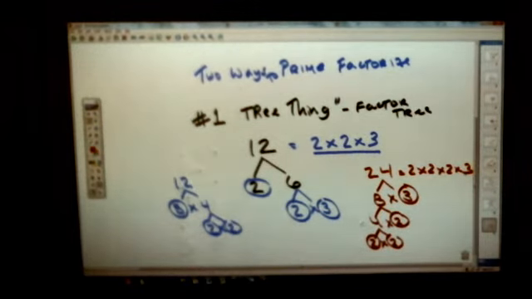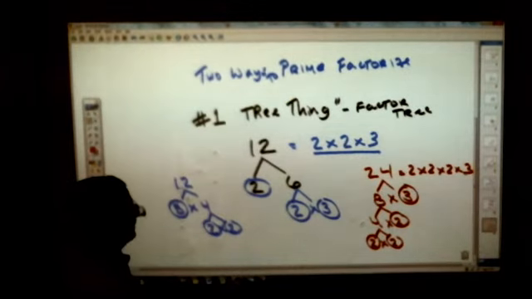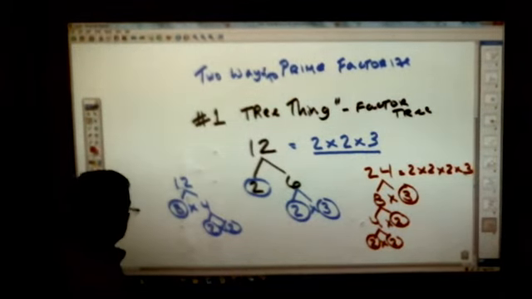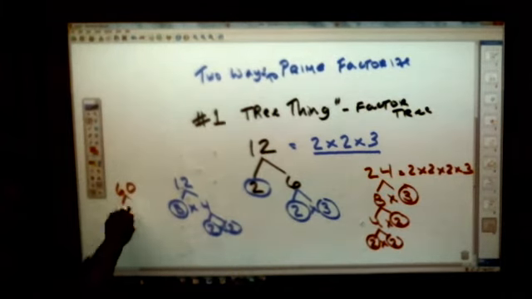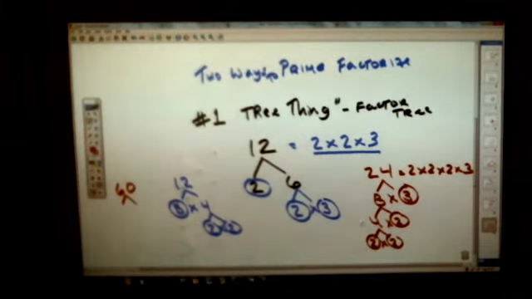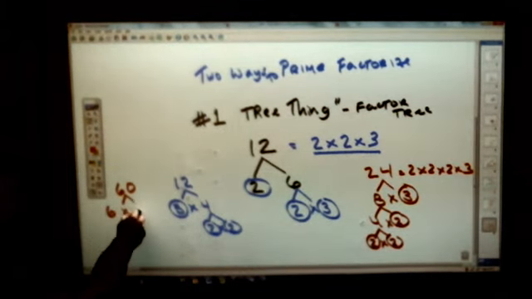Let's see what else. I'm missing something here. Let's do one more. Let's do the number 60. We still got more to talk about. Let's do 60 right here. What times what gives me 60? And you can pick anything that you know. Victoria says 6 times 10. 6 times 10 is fantastic.